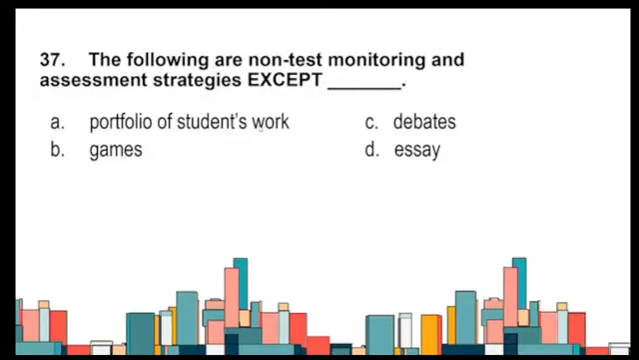Okay, number 37. The following are non-test monitoring and assessment strategies except blank. A, portfolio of students' work. B, games. C, debates. D, essay. Okay, so what's your answer? Non-test monitoring. Oh, it means non-test monitoring.